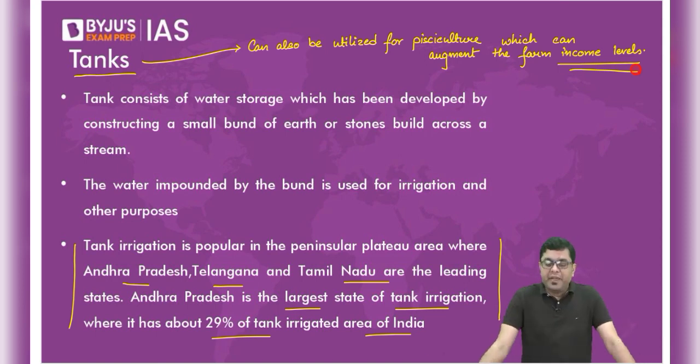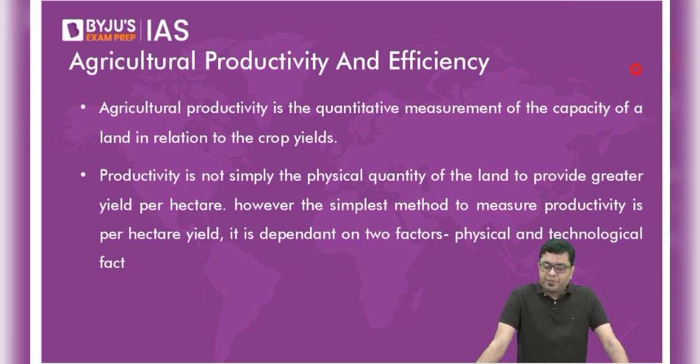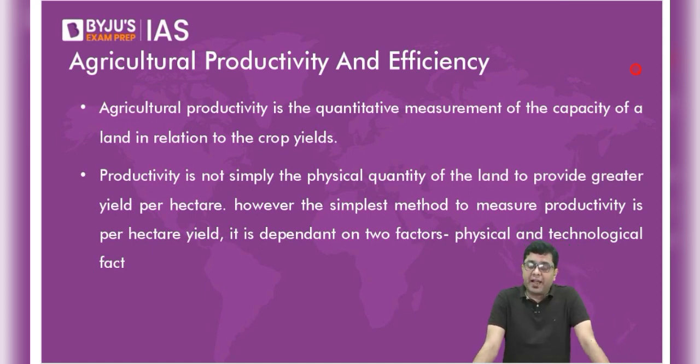That is what you have in the case of tank irrigation. These are the various areas where you find tank irrigation. You will find a lot of them being predominant in the southern part of the country, particularly Telangana, Andhra Pradesh, in those areas. Now, then we come to the portion of agricultural productivity and efficiency in the case of agriculture.